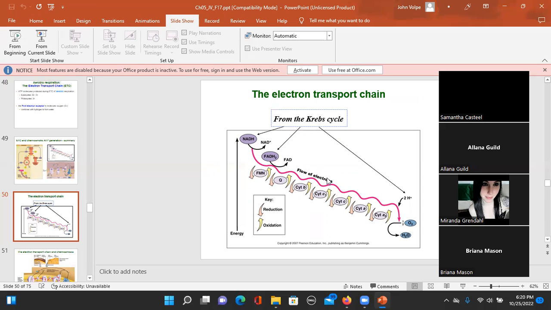Why the system does it this way is to release the energy in the electron slowly. Because if you release all the energy at once, you would have so much energy that it would fry the cell. And so it releases the energy in controlled steps, and it makes ATP along the way.